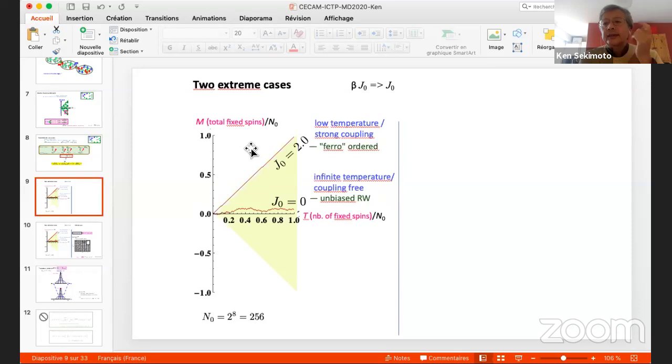Okay, can I say something? Of course, yeah. Definitely. Our model of progressive quenching has no annealing. So once I fix it, it is fixed forever. So in this sense, it is quite close to the greedy algorithm.